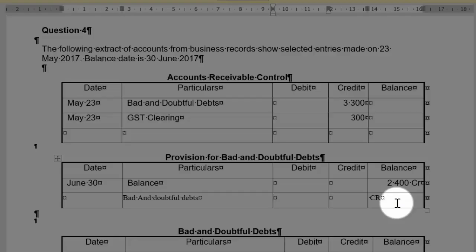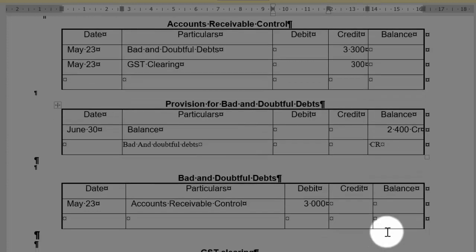Alternatively, you could reverse the $2,400, all of it, by debiting provision for doubtful debts and crediting bad and doubtful debts for $2,400 and putting the new amount in. Okay, I'm just going to show you the adjusting entry, which is quicker and also makes a lot of sense. So I need to debit this account by $400 to get that down to $2,000. That's what the question's asking.